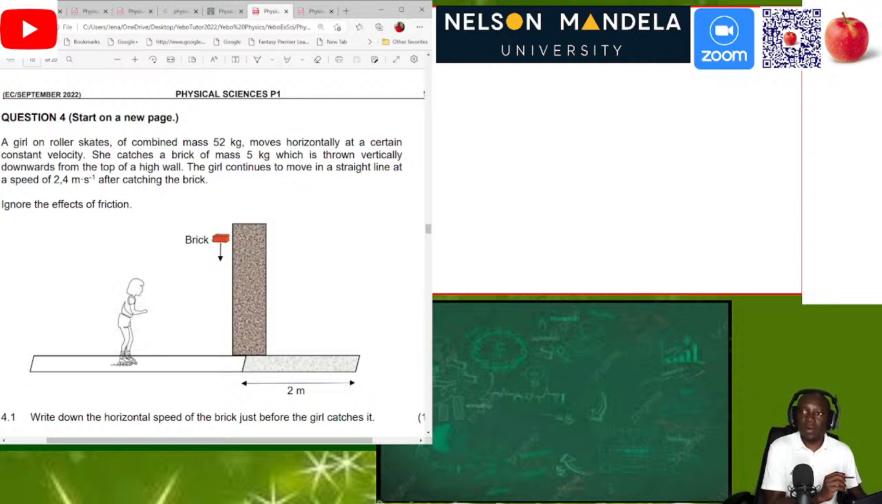So I'm told that the girl continues to move in a straight line at a speed of 2.4 meters per second after catching the brick. And the mass of the brick, MB, is 5 kilograms. So this is all the information. We're told to ignore the effects of friction.